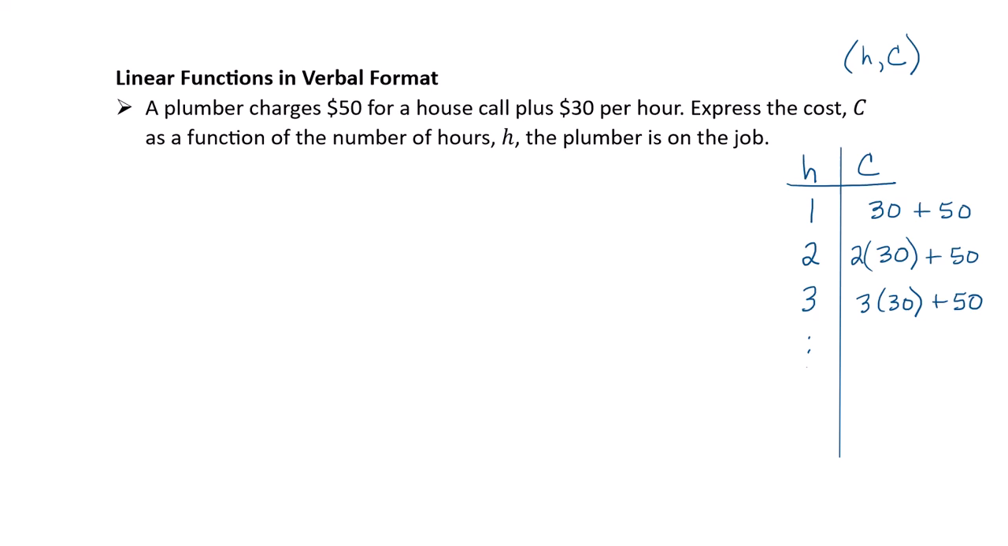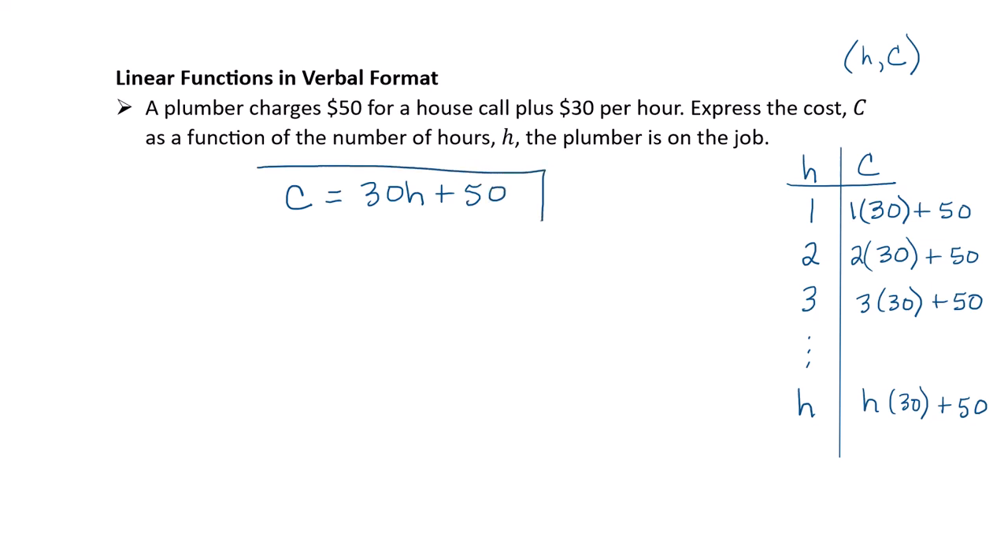So you can see the pattern here. You can even write in the 1 up here if you want to do that. But if we're there for H hours, then we're going to have H times 30 plus 50. So our cost is going to be 30H, just make it look a little nicer by putting the coefficient in front of the variable, plus 50. There you are.